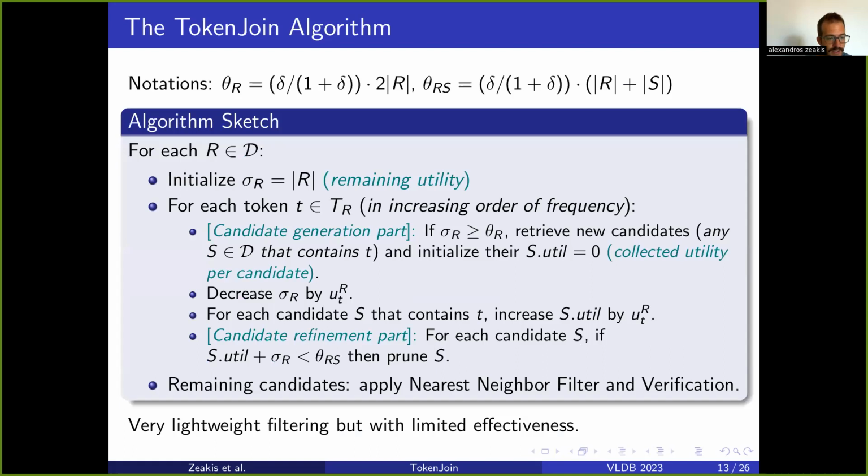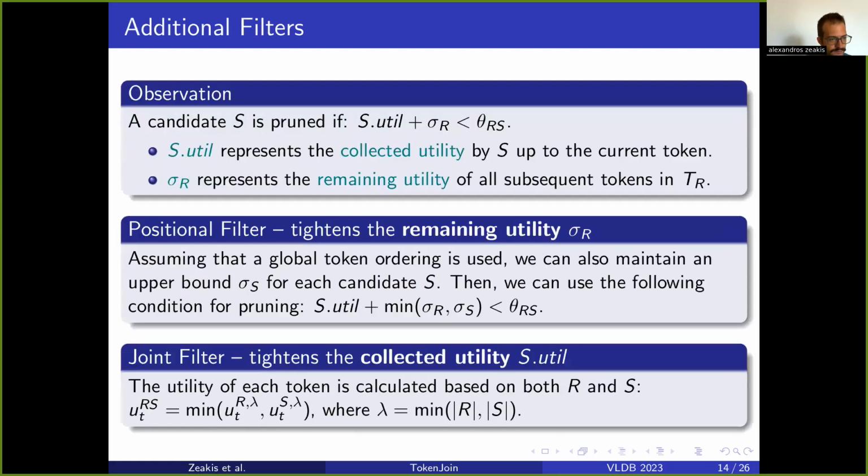Then, for each token T in TR, we examine candidates S. If the remaining utility is enough, meaning over theta R, then we generate new candidates and initialize their collected utility to 0. Otherwise, we only update the existing candidates. If a candidate S contains a token T, then S is rewarded by the set level token utility of T. Once the collected utility plus the remaining utility drops below theta RS, we can prune S. Finally, for all remaining candidates, we apply the nearest neighbor filter and verification. This algorithm is very lightweight but has limited effectiveness.